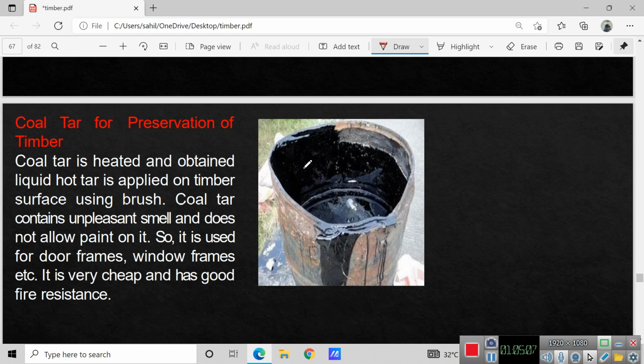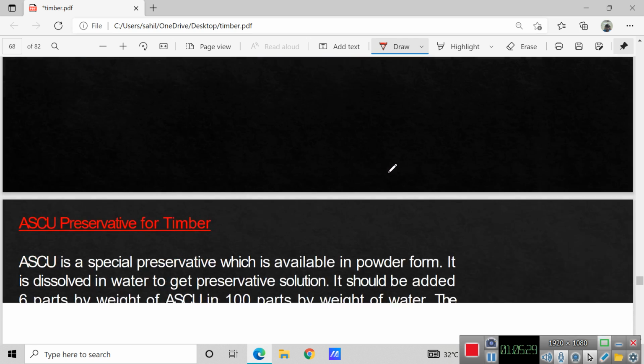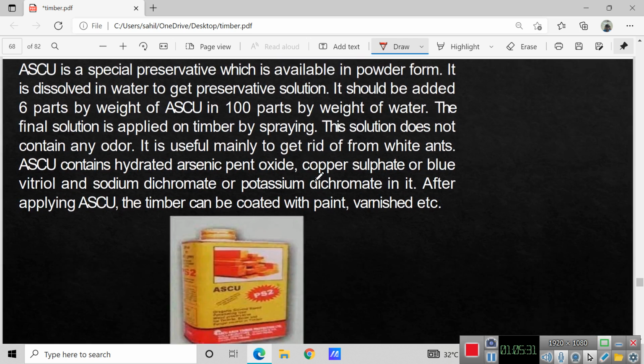Coal tar has an unpleasant smell and does not allow paint on it, so it is used for door frames, window frames, etc. It is very cheap and has good fire resistance. So this is this black colored compound known as coal tar. It is applied on timber for preservation of timber from any kind of insects or termites and from moisture, etc.